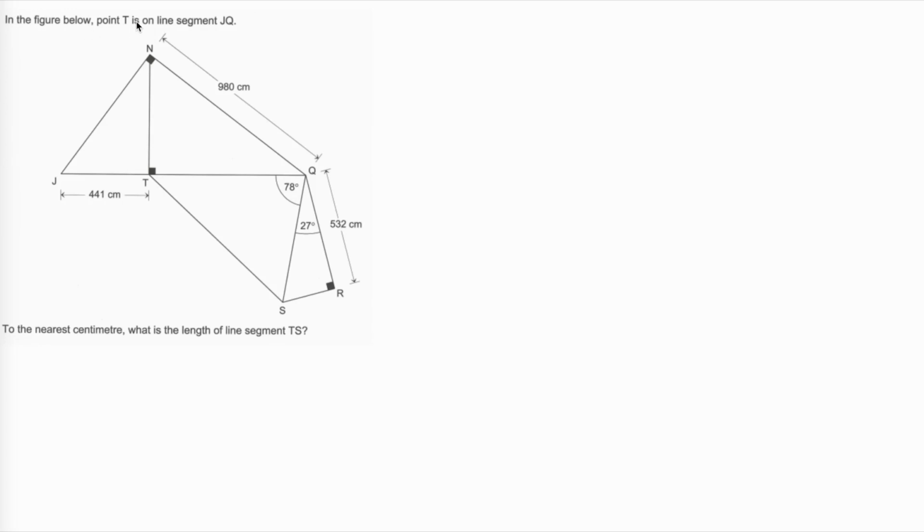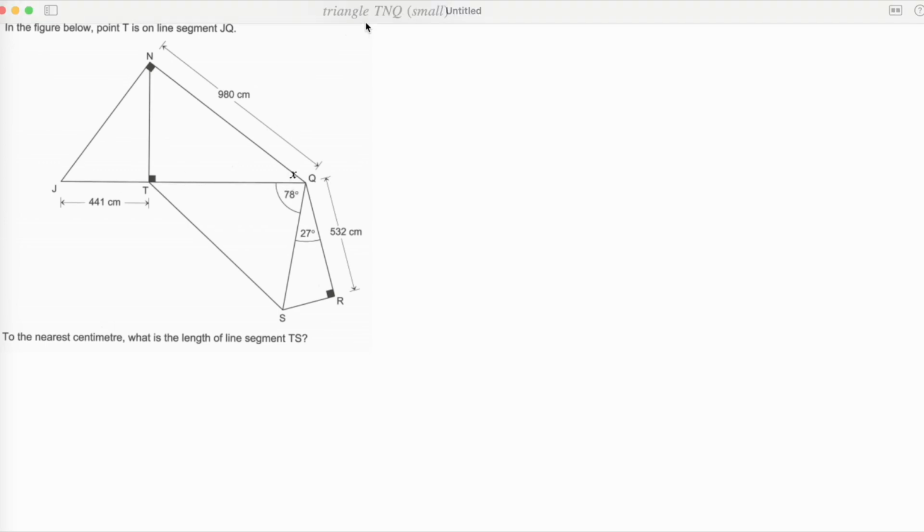In the figure below, point T is on line segment JQ. To the nearest centimeter, what is the length of line segment TS? They want to know this length. I'm going to find out what this length is, TQ. I'm going to call this angle X. We're trying to figure out for triangle TNQ.